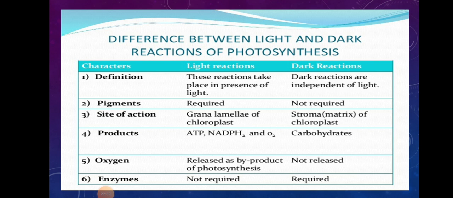Now products we have seen. In case of light reaction, ATP was produced, NADPH was produced, and oxygen was produced. These were the three main products.